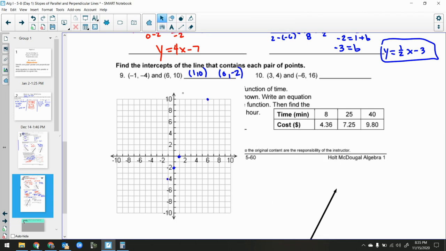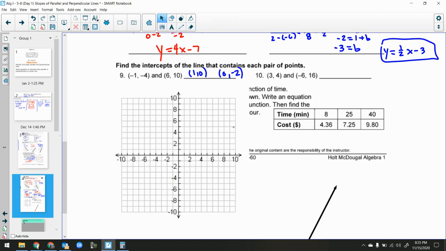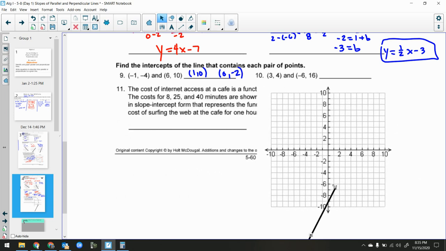Okay. Let's do the same thing for the other line. Get this out of the way. Erase these points. And do the same thing for this one. Okay, so I'm going to graph those points. I'm at 3, 4, and -6, -16.